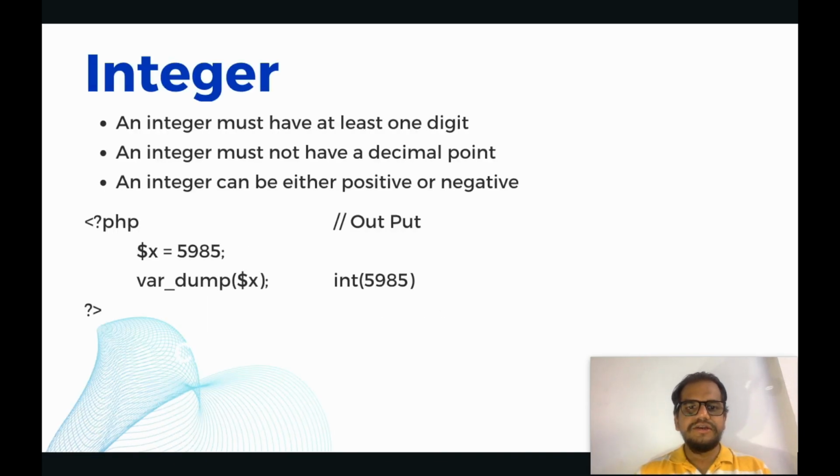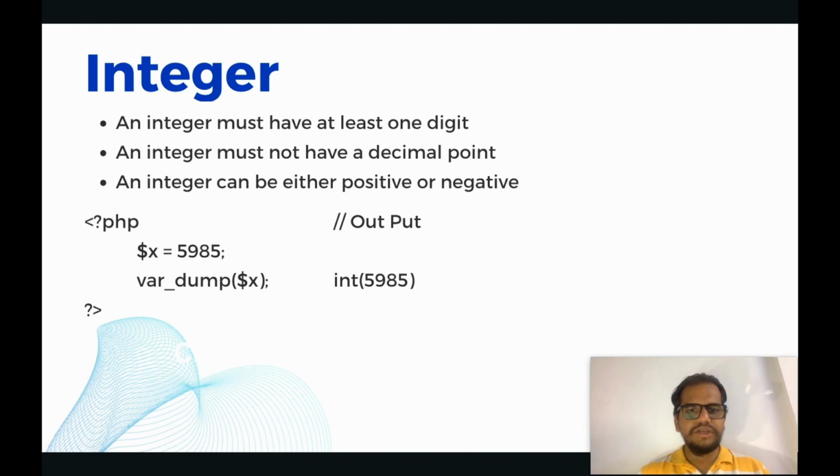Integer. An integer must have at least one digit. At least one digit means a minimum of one, like 1, 2, 3, a single digit, that way. An integer must not have a decimal point. We can't use a decimal point, like 5.6 or 10.2. This is not considered an integer.